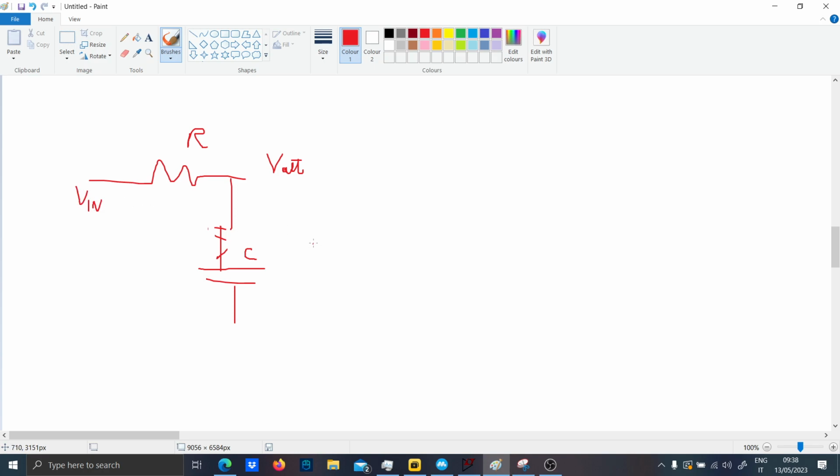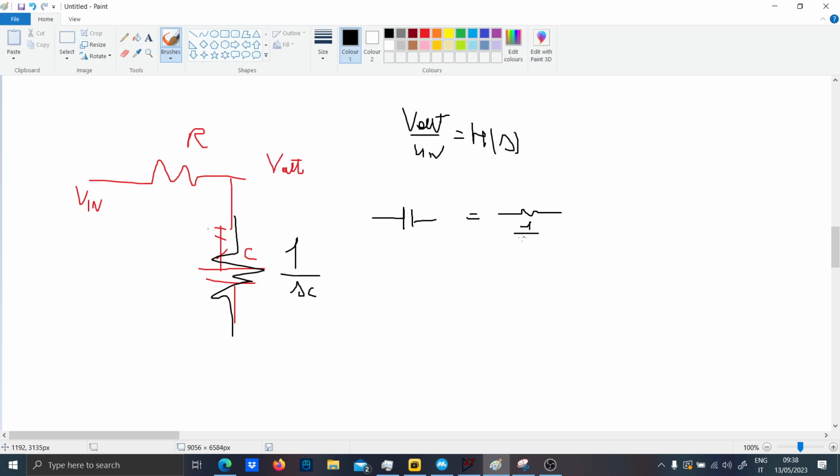So the first thing that you want to know is how to study it, and in order to do that you have to go in the Laplace domain and to study the ratio V out over V in, which is also called H of s, the transfer function. You have to treat the capacitor like a resistor with a value 1 over sC. So the capacitor becomes a resistor in the Laplace domain with the value 1 over sC, and the inductor becomes s times L.